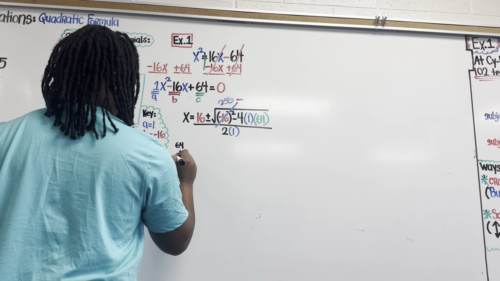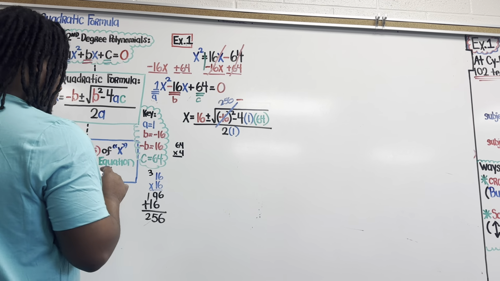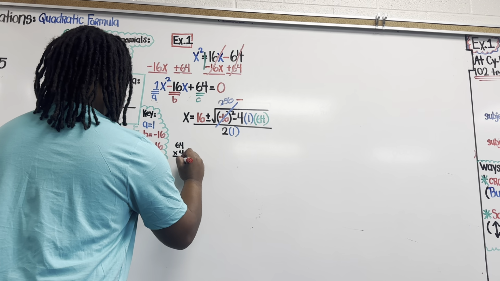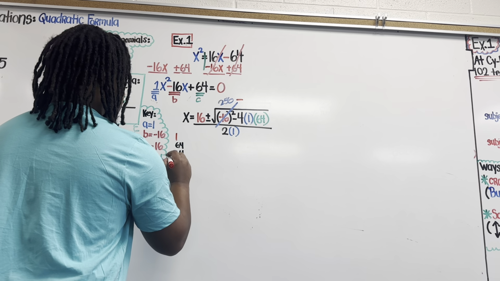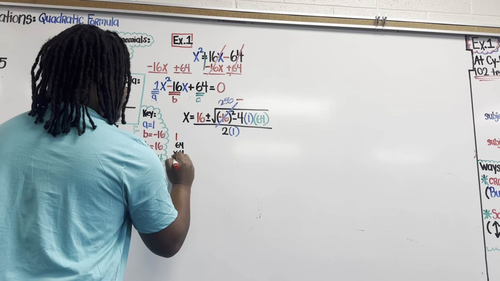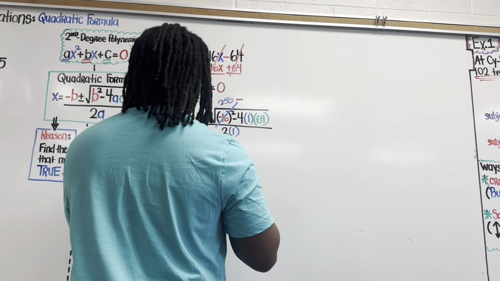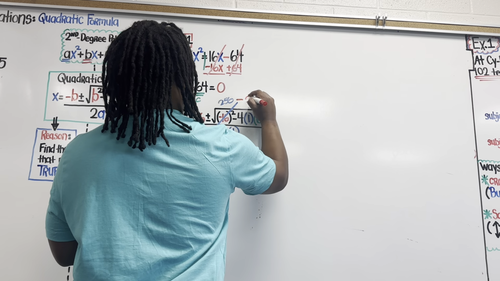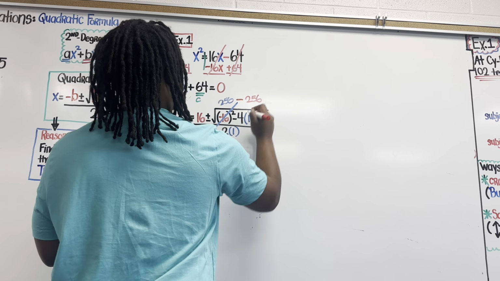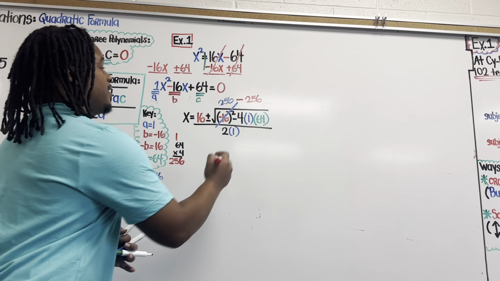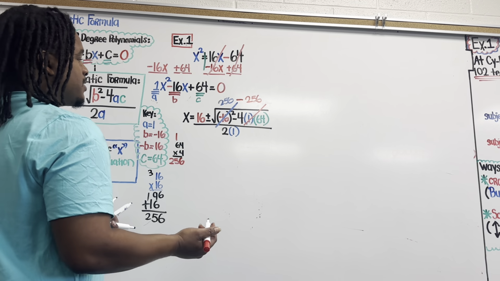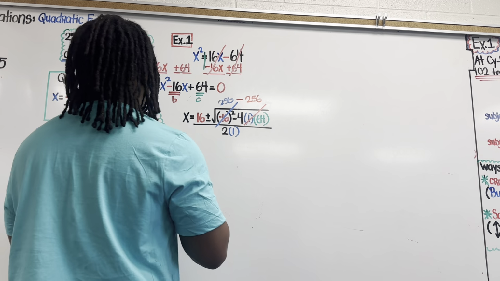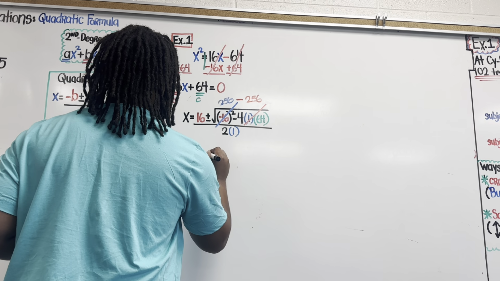64 times 4 is, 4 times 4 is 16. 6 times 4 is 24, plus 1 is 25. It's 256. So inside of the square root sign, I have 256 minus 256, which is 0. Okay, so now I'm going to have to rewrite everything.